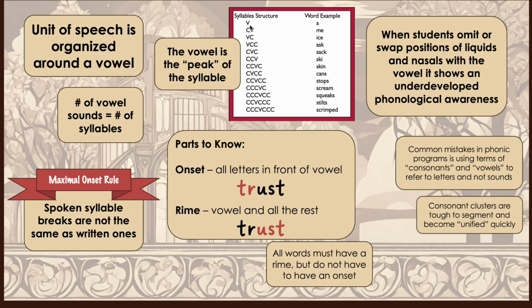You would have just 1 vowel standing alone, like in A. But all of these are showing 1 vowel sound with a different combination of consonants on either side, because the vowel is the peak. Now, students who swap positions of that vowel with the liquids or the nasals, that's an indication of underdeveloped phonological awareness, and needs some more practice about sequencing, hearing those sounds.